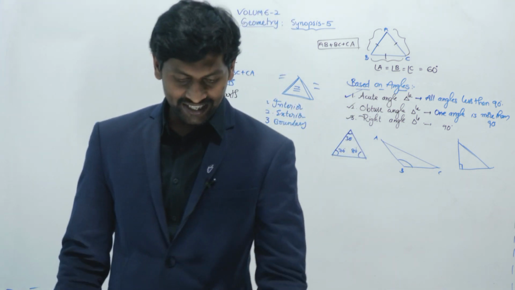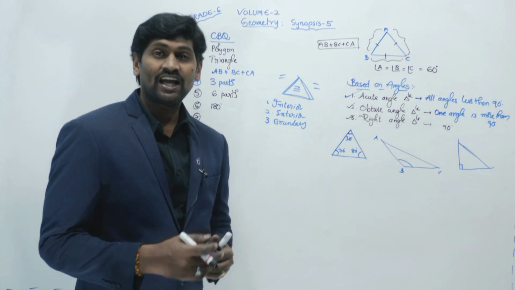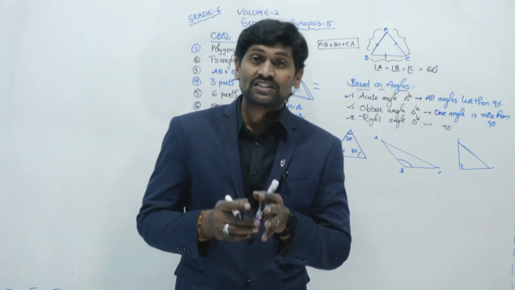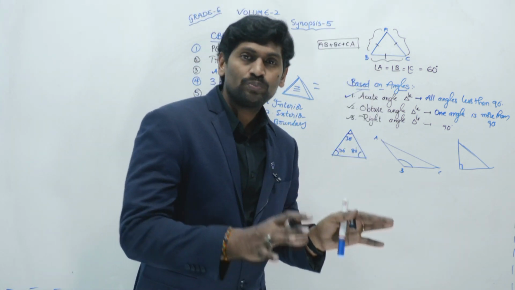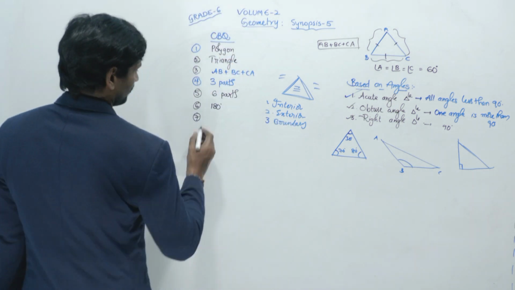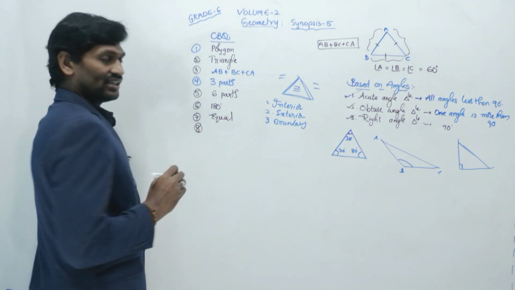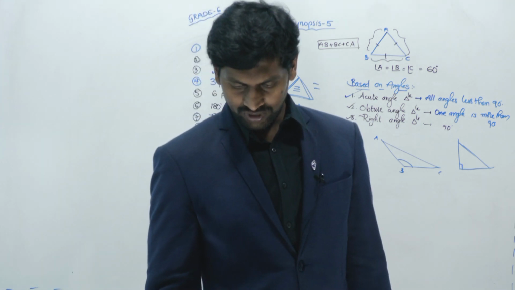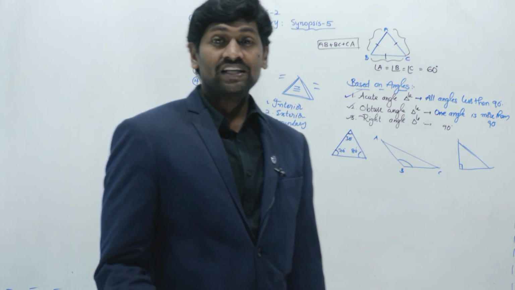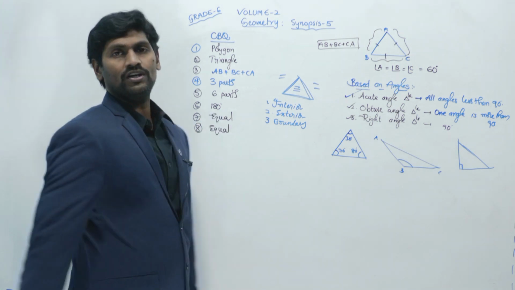The base angles of an isosceles triangle are. We discussed already, a triangle having 2 sides of equal length is called an isosceles triangle. In that isosceles triangle there is a vertex angle and 2 base angles. The 2 base angles are equal in an isosceles triangle. That is question number 6. Now question number 8, all angles in an equilateral triangle are also equal, and the base angles in an isosceles triangle are also equal.